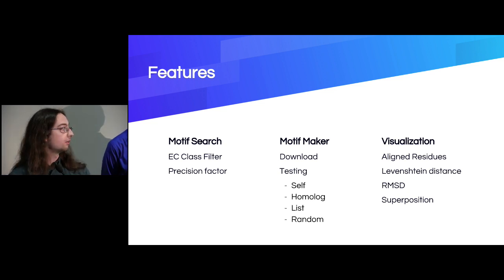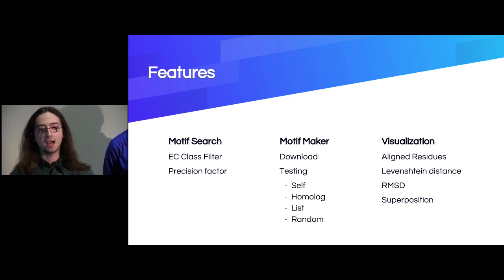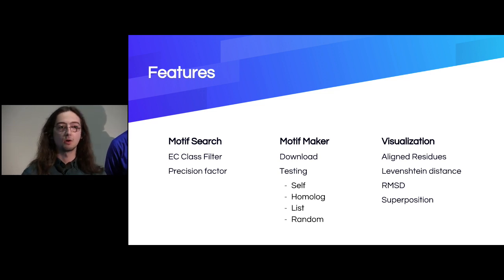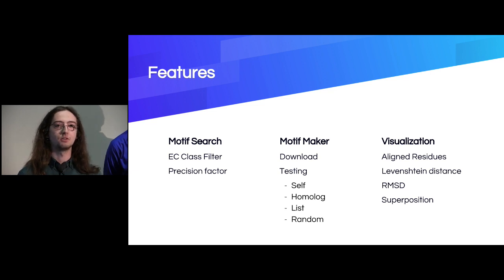For the search, you can filter based on EC class or precision. The precision factor allows you to adjust how strict the alignment is. And then, the next major feature we have is Motif Maker. Like Shannon said, this allows you to create a motif. When we have these motifs that we make in Motif Maker, we also allow you to test and download these motifs. In order to test a motif, there are several types of tests that you might want to run.